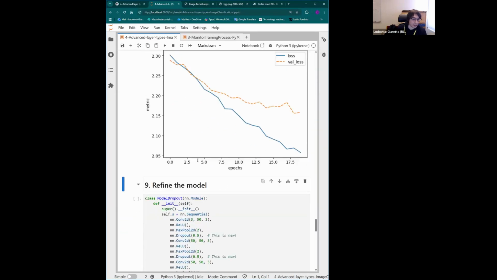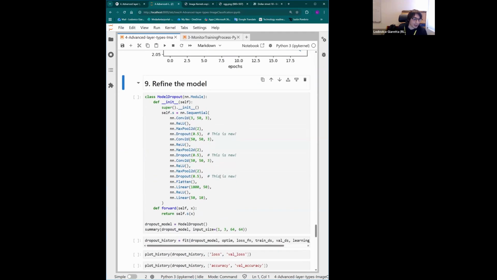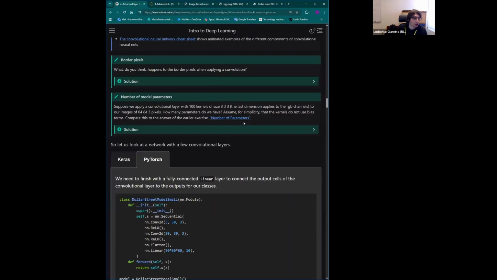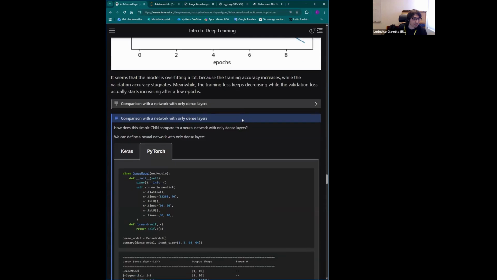Let's now take this step 9. Let's try to refine our model. The way that we can refine this is by introducing a new approach, which is called dropout. And now I will go back here to explain to you what dropout is.